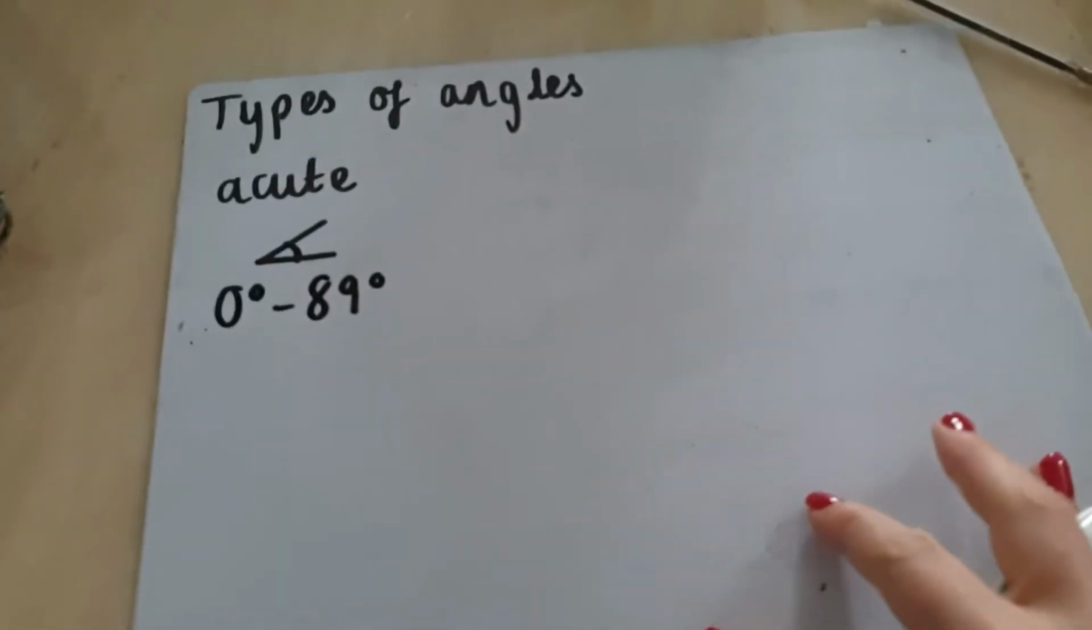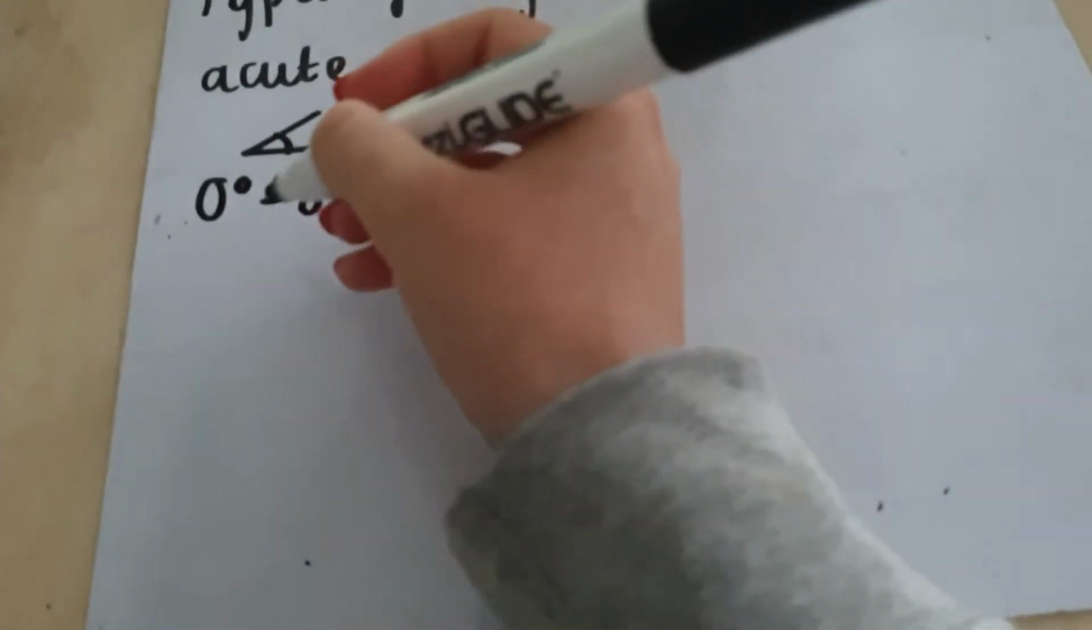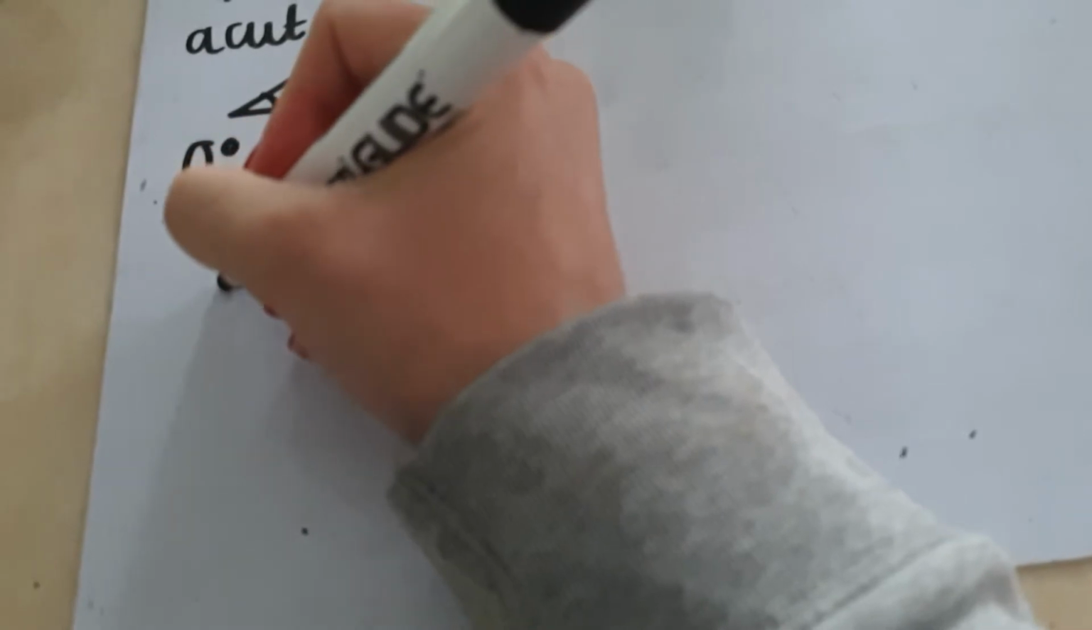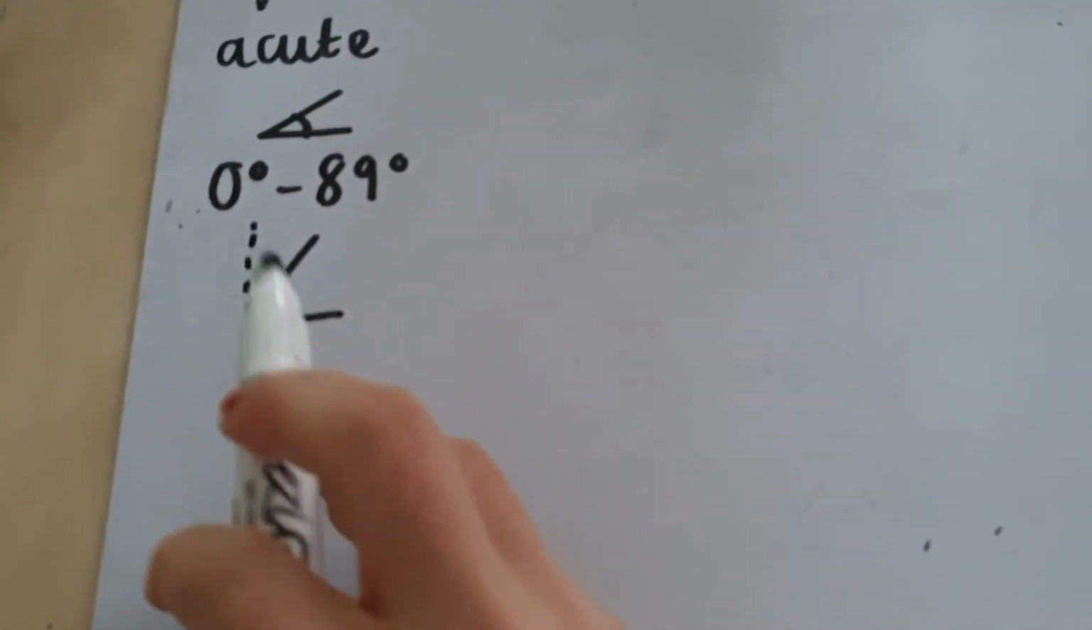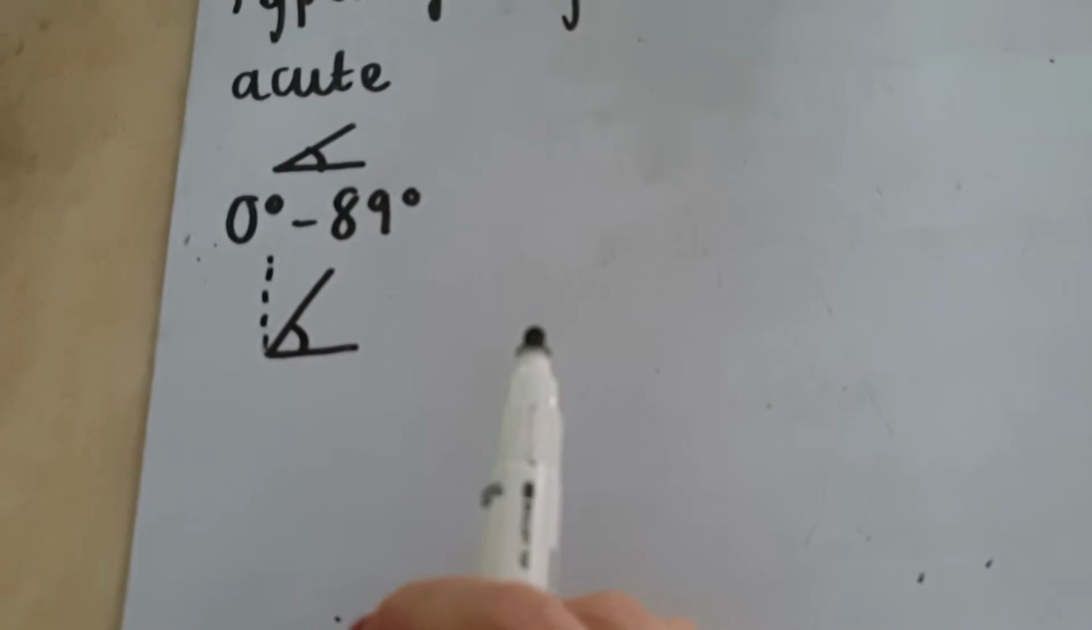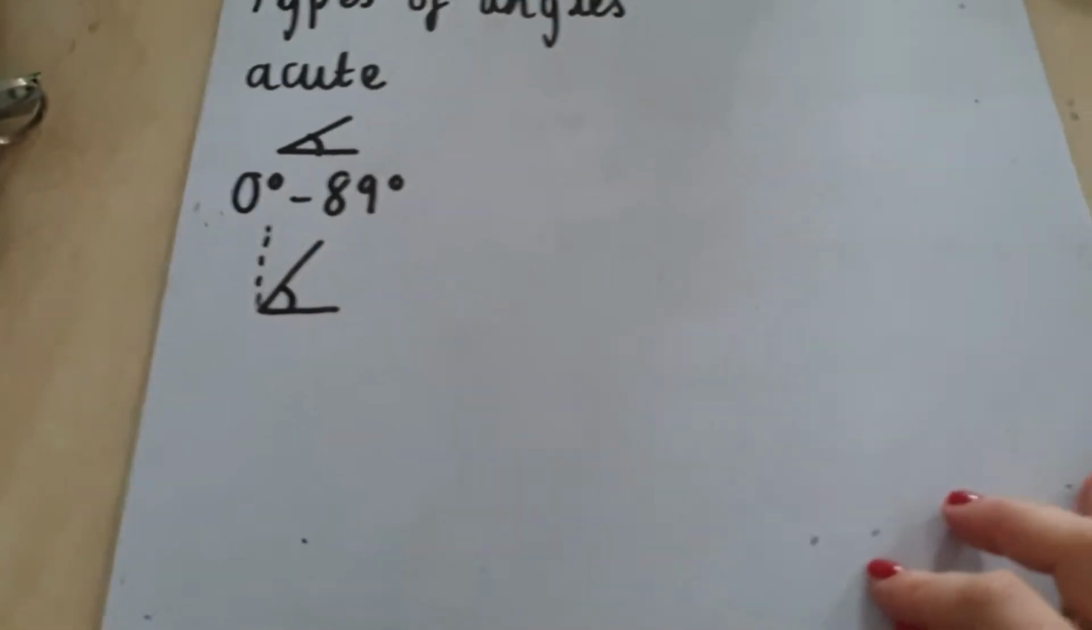Okay, and the way I remember an acute angle is that whenever I see it, even if it's really close to a right angle, I always draw an imaginary right angle. And as you can see here, it is less than a right angle. So that's what makes it an acute angle.